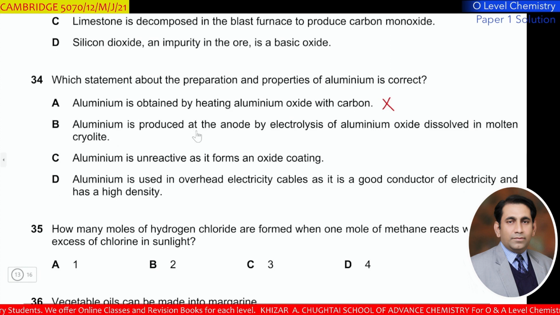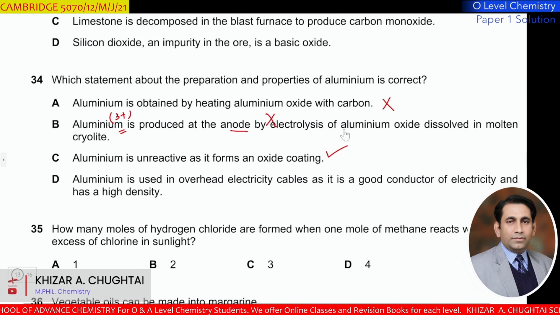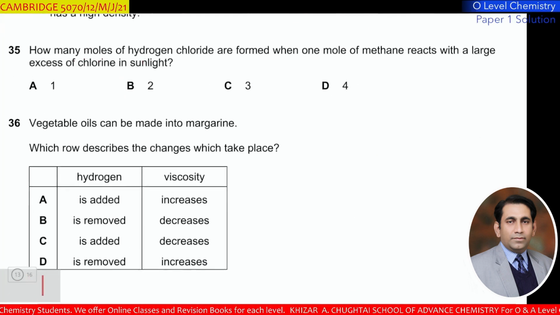Aluminium is produced at the anode. No, aluminium basically has a 3+ ion. Its ion is the positive ion, and it is collected at the cathode. Aluminium is unreactive as it forms an oxide coating. Yes, it is true. That is once again one of the often asked questions. Aluminium is unreactive because of its coating. So C is the correct option.